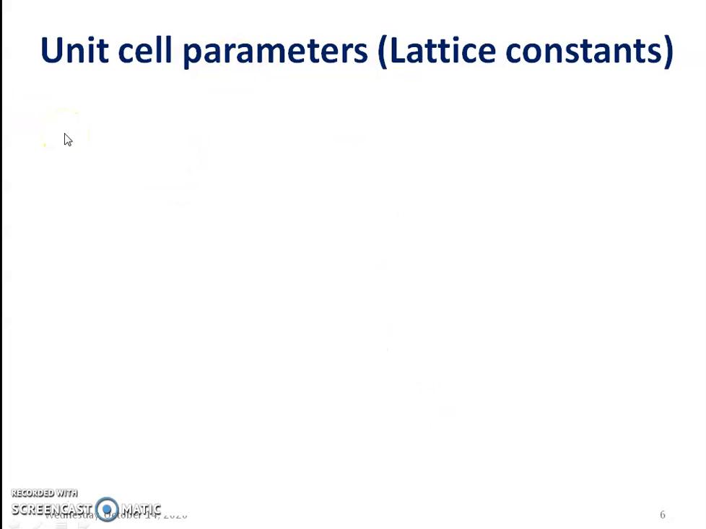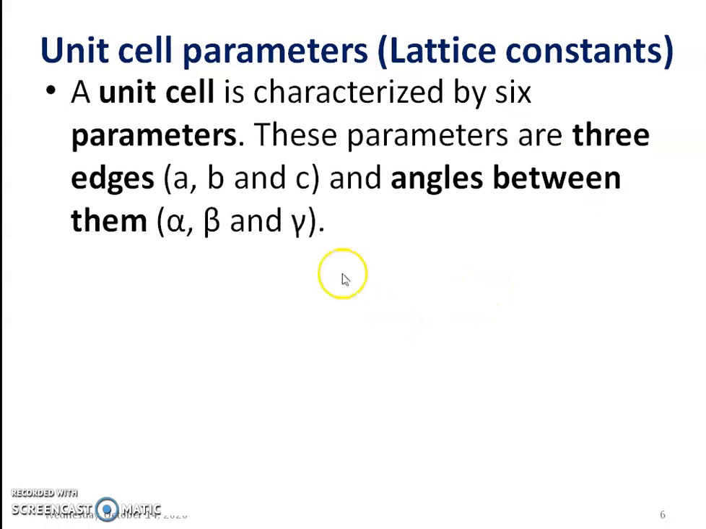Now each and every unit cell is characterized by unit cell parameters. These are also called lattice constants. The unit cell is characterized by the lattice parameters, and these lattice parameters are the three edges or vectors represented by small a, b and c, and the three angles between these edges or vectors represented by alpha, beta and gamma.